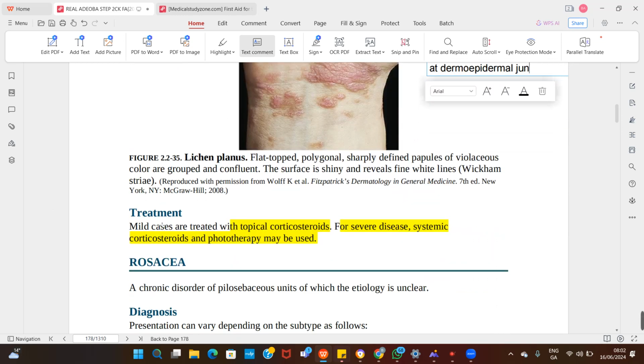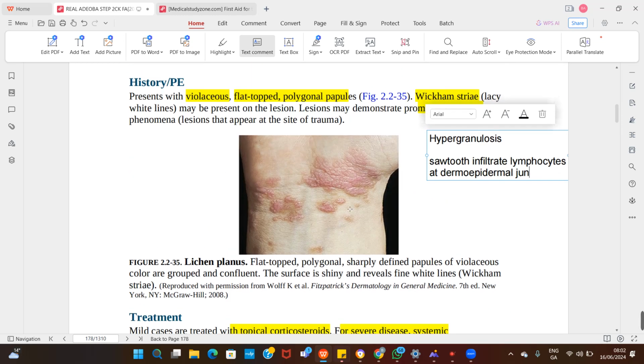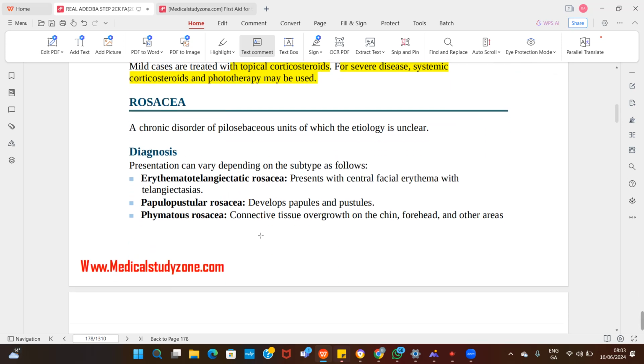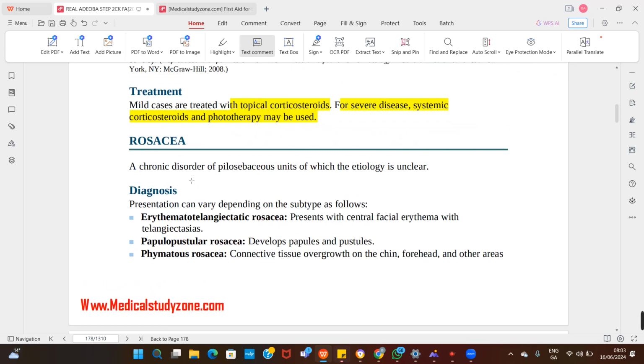So how do you want to treat? Very easy. If it's minimal, just apply topical steroid. If it's widespread, use oral steroid, right? Sometimes you can use phototherapy. Most of the time, the question will not go beyond steroid: topical steroid, systemic steroid. So, moving on to rosacea.